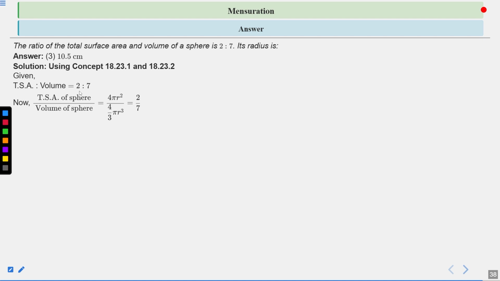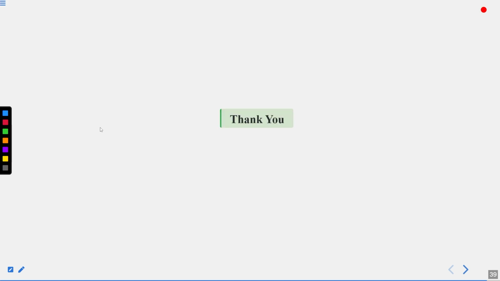Now we can cancel out. Pi will be cancelled out, 4 will be cancelled out, and 3 will go to the numerator. So r square will be cancelled out against r cube. So what do we get? We get 3 by r equals 2 by 7. Now we can calculate r. So we get r equals 7 into 3 by 2. When we simplify it, we get the value of r, which is 10.5 centimeter. So the third one is the correct answer of this question. Thank you.